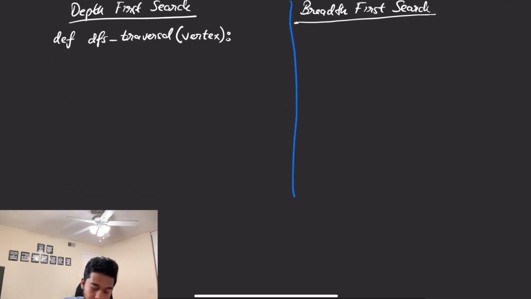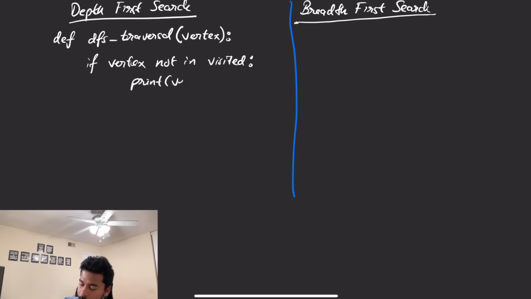Essentially, let's just imagine you have the array. I'll fill it out later. You would say, if vertex not in visited, let's say our code just prints the traversal. It prints the sequence you're traversing. So you would print vertex, so you're printing the one you're at. You would do visited dot add.